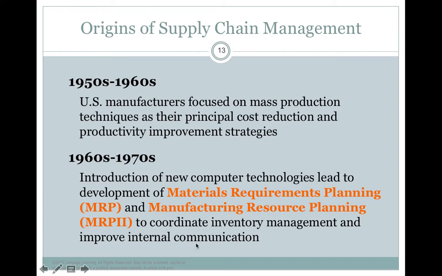So in the 1960s and 70s, we had MRP, Material Requirement Planning, and MRP2, Manufacturing Resource Planning. The focus is to coordinate inventory management and improve internal communications. If you know your demand, how do you convert the orders you received to the numbers of raw materials you need and when you need that? Through MRP and MRP2, you will have better ideas about when and how many raw materials you need.